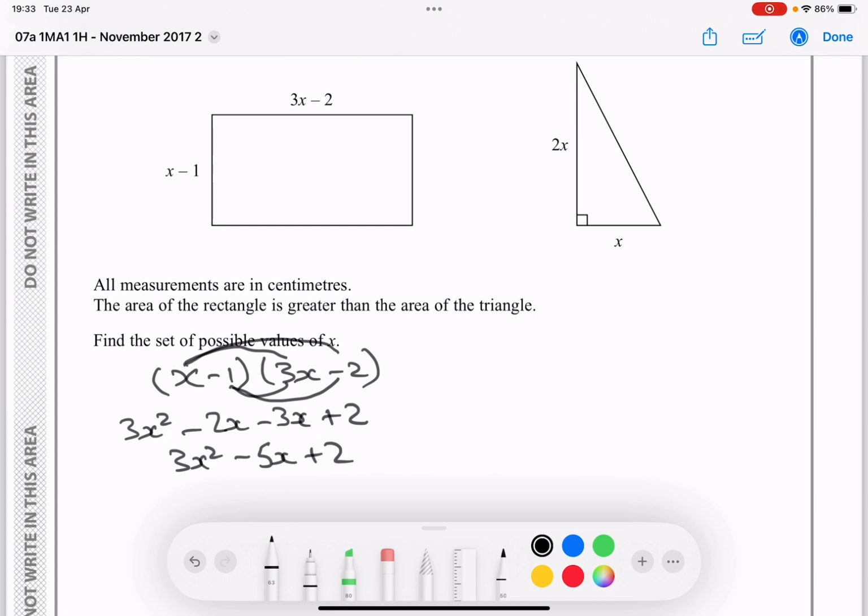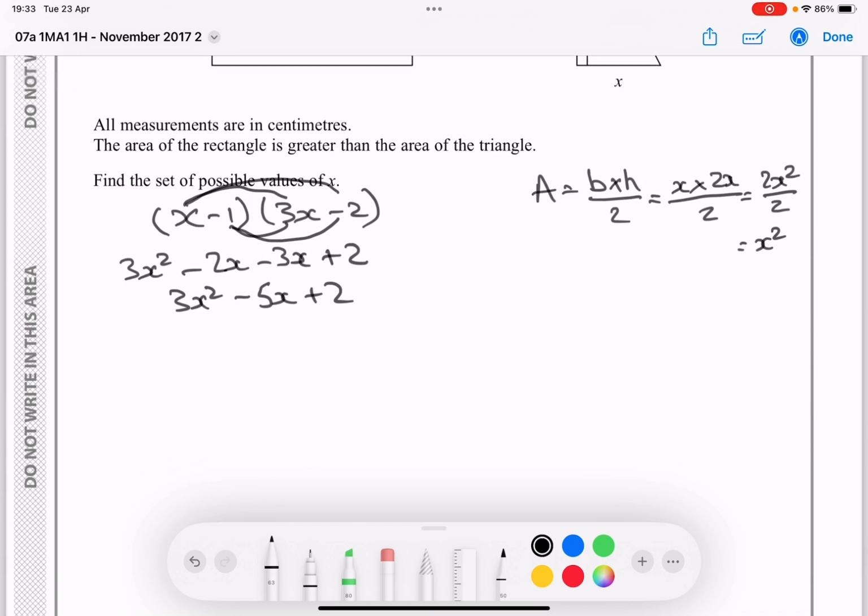And then what I've got here is the area of a triangle. And remember that is, in this case, base times height divided by 2. Base is x times by 2x divided by 2. That gives me 2x squared over 2. So the area is x squared. So what I've actually got is 3x squared minus 5x plus 2 is greater than x squared.